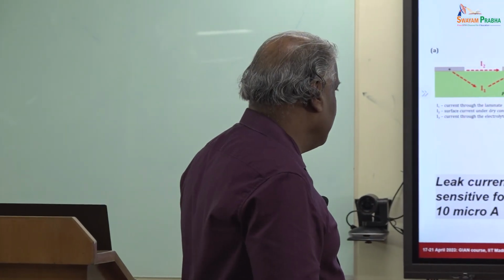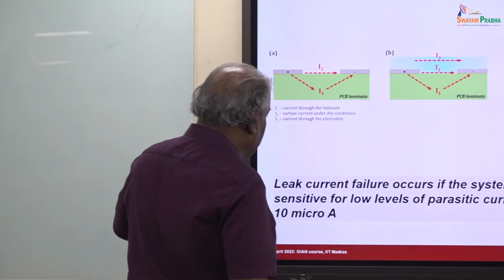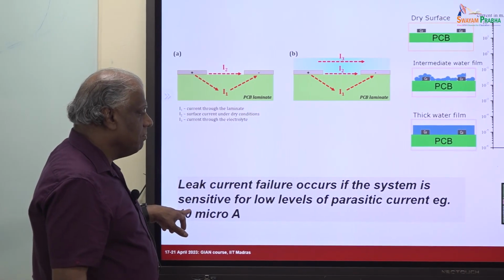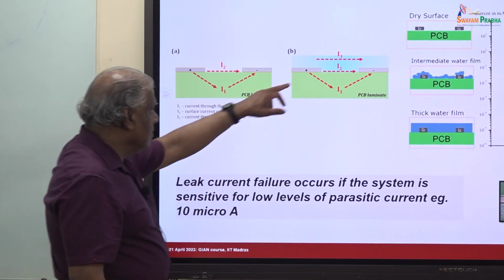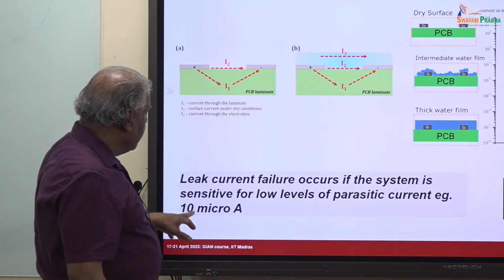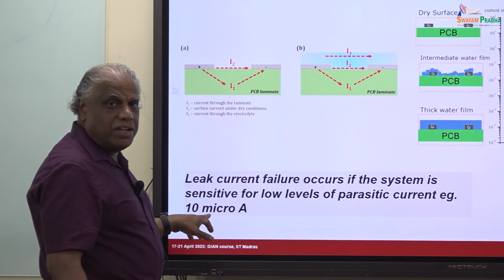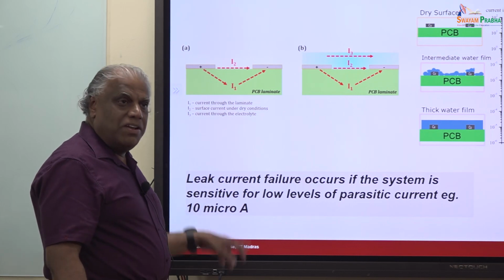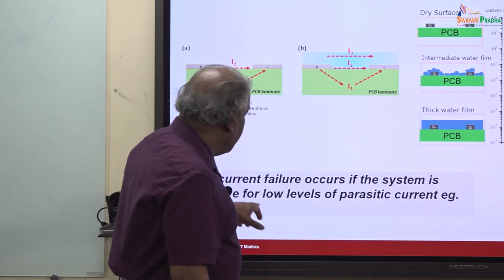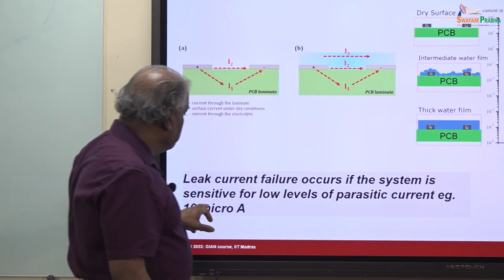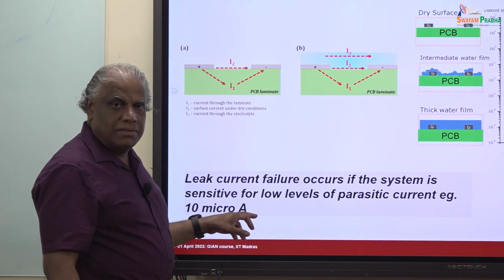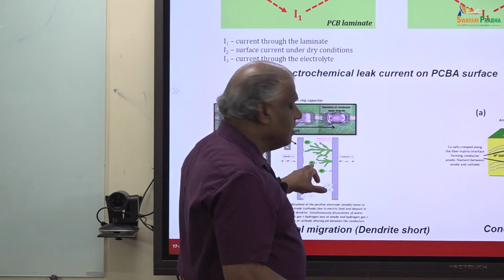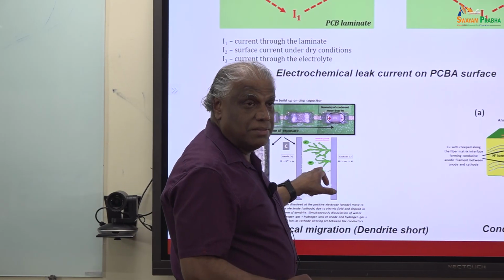All these, we are trying to understand this water film and how that is building up more and more. So then I also mentioned here, the leak current failure occurs if the system is sensitive to low levels of parasitic current, that is this I3, and that is about 10 microampere. Why do we call it 10 microampere? That's again a cutoff limit. That means that when the leak current, this I3 value, goes beyond 10 microampere, we are pretty sure that it will lead to this electrochemical migration we are talking about.